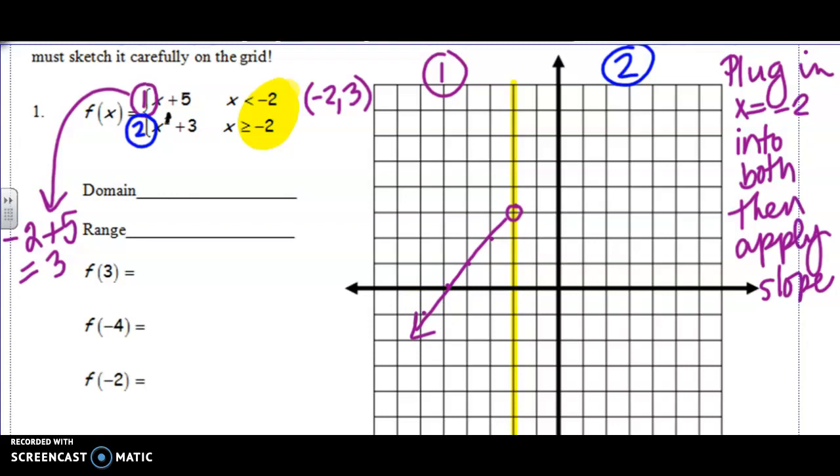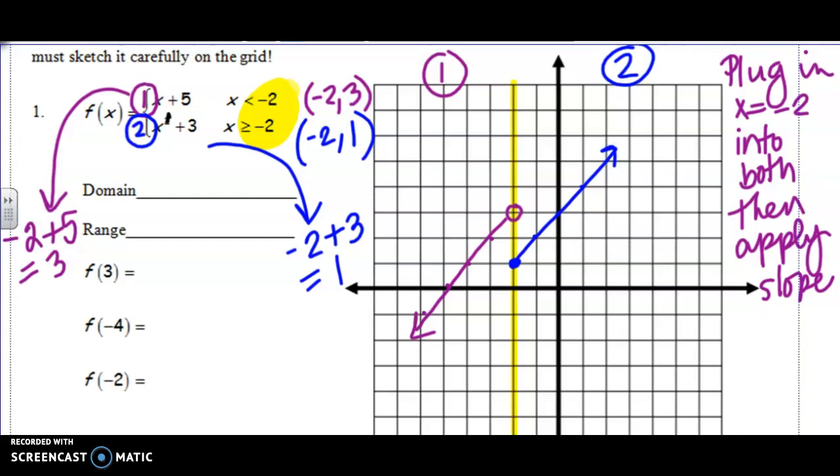For the second one, I'm going to do the same thing. I'm going to plug in -2 into this one, and I'm going to see where that one gets me on the boundary line. So I know that at -2, that one's going to give me a value of 1. So I have an ordered pair at -2, 1. This one, however, is going to be a closed dot because the -2 is included. From there, I can also apply my slope. So I'm going to go up 1 over 1, up 1 over 1, up 1 over 1, until I get a few points that way. So that's an alternative way to do it, okay?